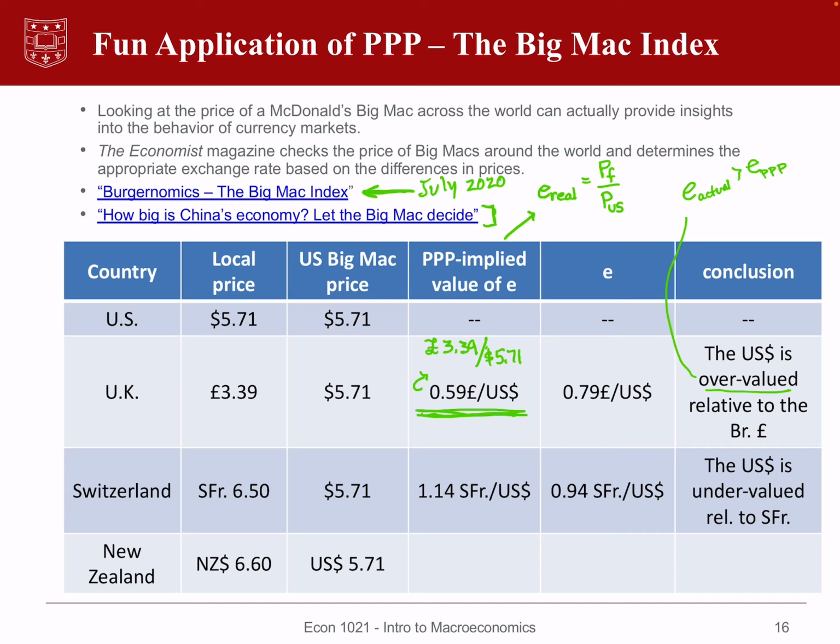In contrast, for Switzerland, the Swiss franc Big Mac price was six and a half. We have the dollar price. You can figure out then the purchasing power parity implied value of the nominal exchange rate. Compare that to the actual one, and here you can see now that the Swiss franc is overvalued relative to the dollar, or the dollar is undervalued relative to the Swiss franc. And so what we would predict is, over time, we should expect to see the dollar drop over the very long run relative to the British pound and rise relative to the Swiss franc.